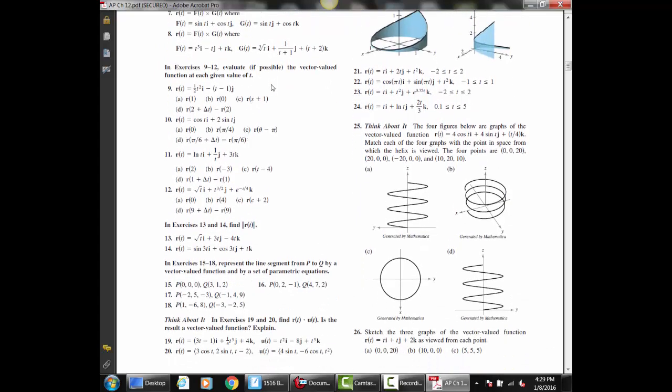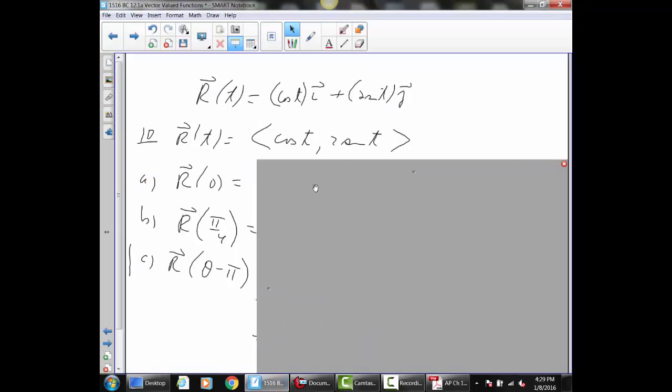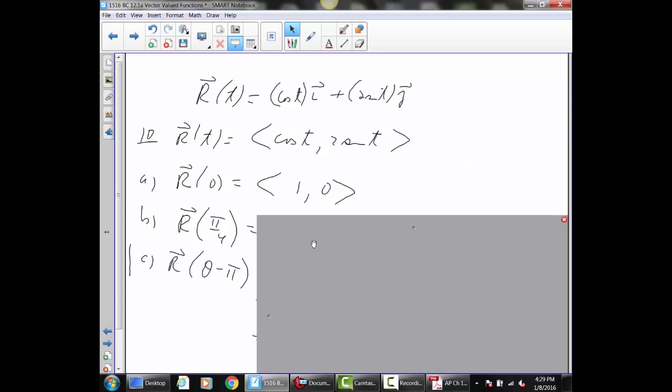Numbers 9 through 12 say evaluate, if possible, the vector valued function at each given value of t. So we're going to look at number 10. r of t equals cos t i plus 2 sine t j, and then they're asking you to find r of 0, r of pi over 4, et cetera. So if we go back to our notes, number 10 is cosine t i plus 2 sine t j.